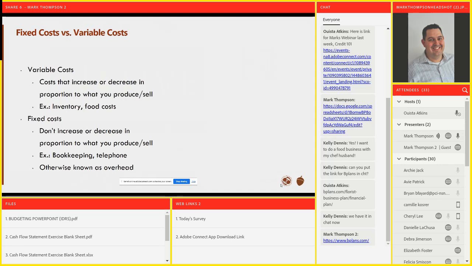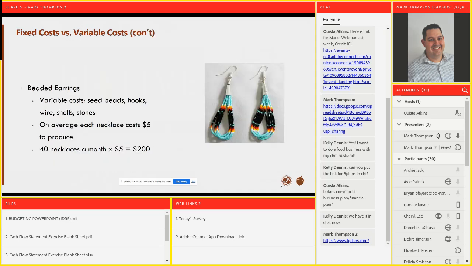Fixed costs, by the way, you may have heard the term overhead, right? That's what fixed costs are. And one of the things I'm going to suggest is, let's start by projecting fixed costs. That's going to help us get some of that budgeting out of the way, and then we'll worry about variable costs later. But I at least wanted you to know what it is in case I use that term.